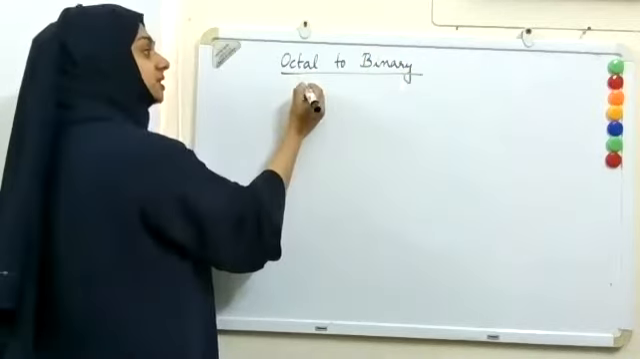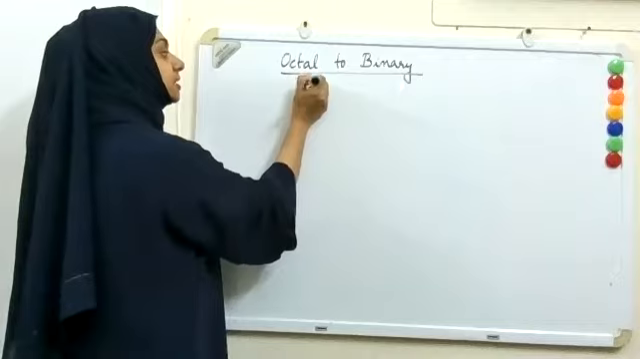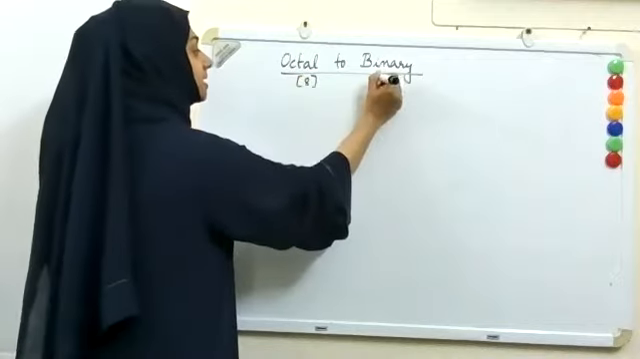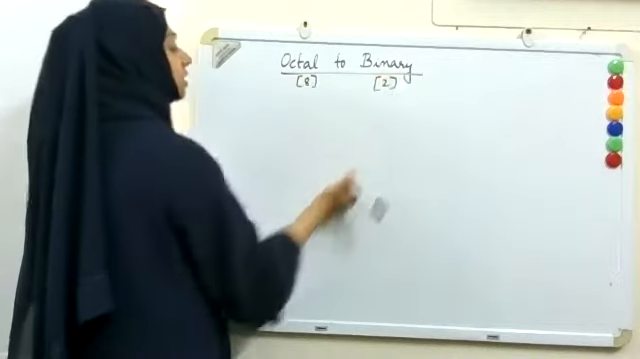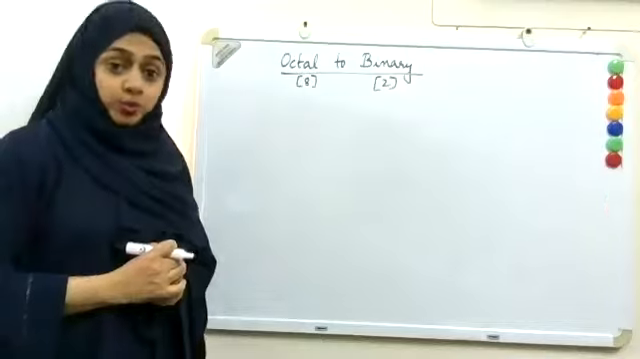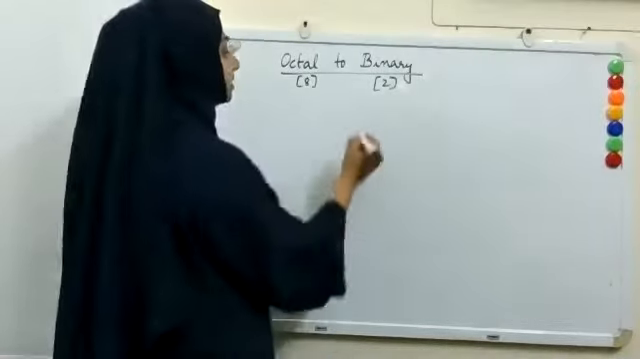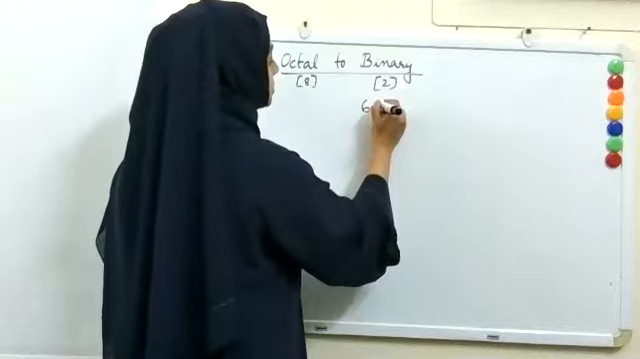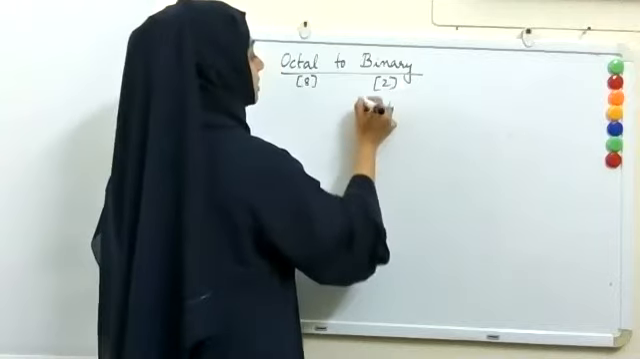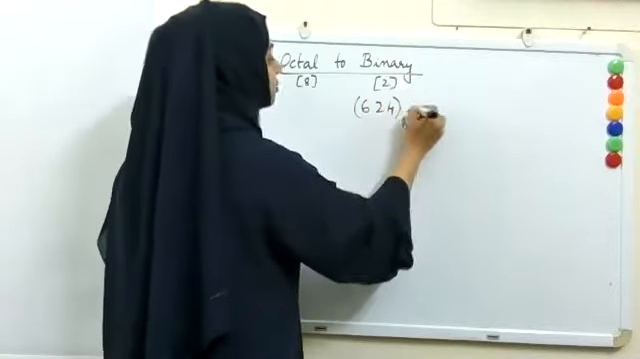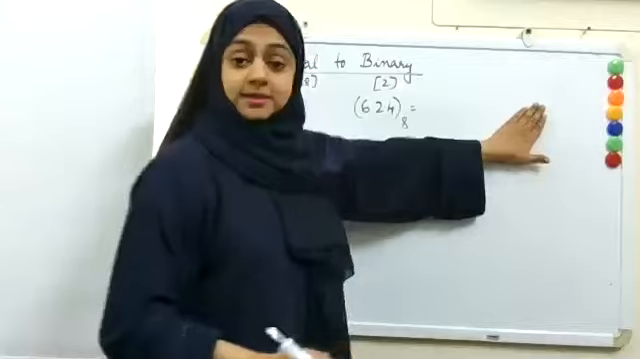Remember, in octal, the base is 8 and in binary, the base is 2. The only allowed digits are 0 and 1. So let me take an example for an octal number 6, 2, 4. This is an octal number. How to convert it to binary?